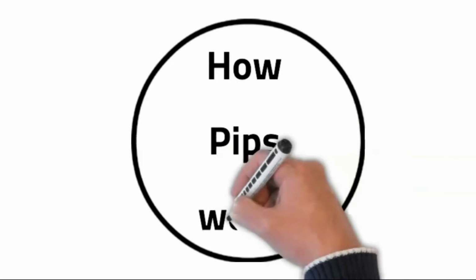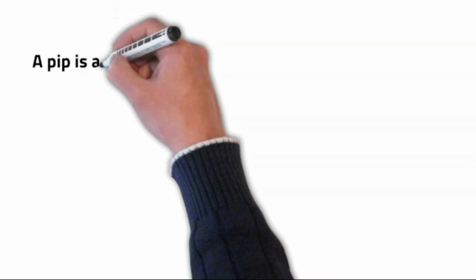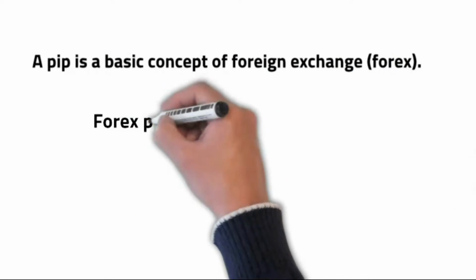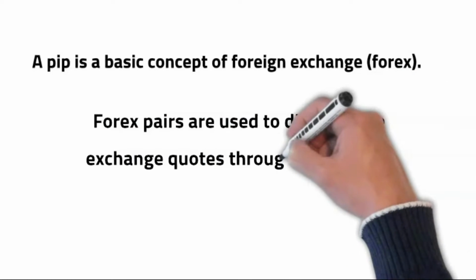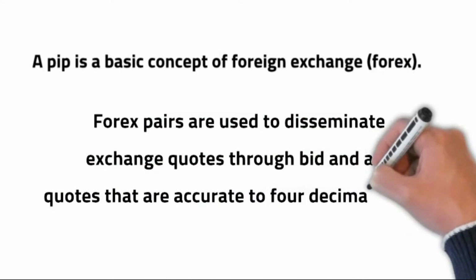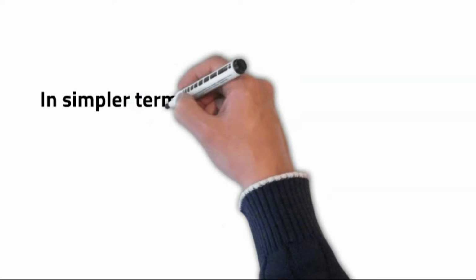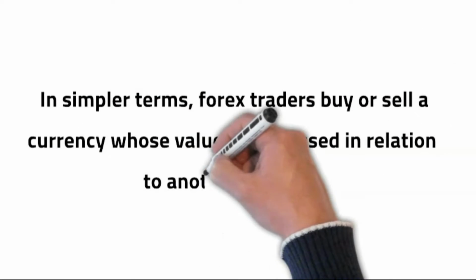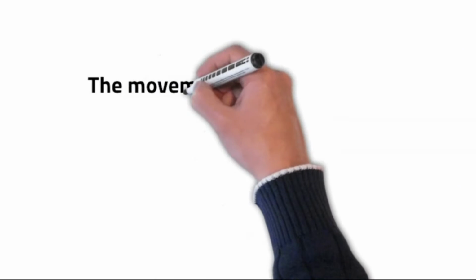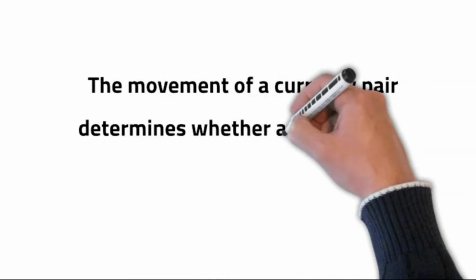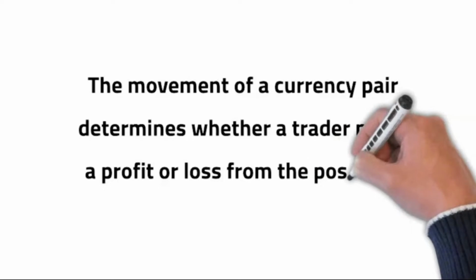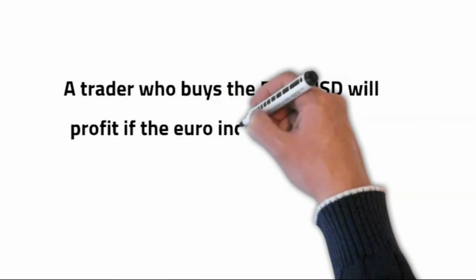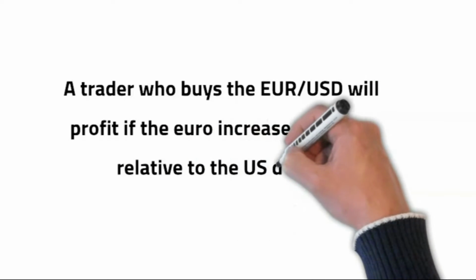Let's now look at how pips work. A pip is a basic concept of foreign exchange, Forex. Forex pairs are used to disseminate exchange quotes through bid and ask quotes that are accurate to 4 decimal places. In simpler terms, Forex traders buy or sell a currency whose value is expressed in relation to another currency. The movement of a currency pair determines whether a trader made a profit or loss from the positions at the end of the day. A trader who buys the euro to US dollar will profit if the euro increases in value relative to the US dollar.